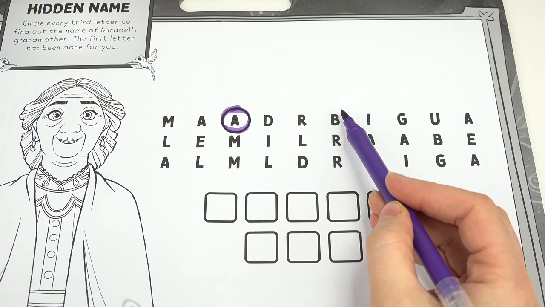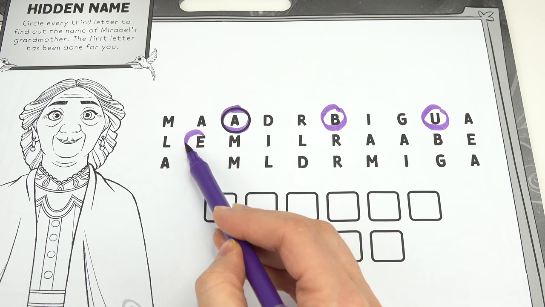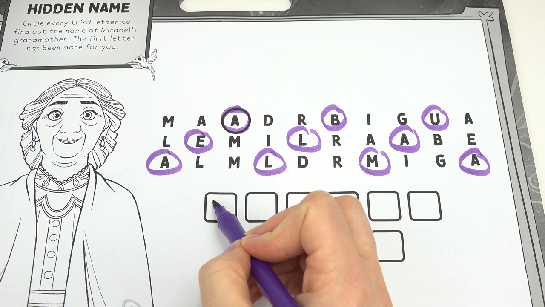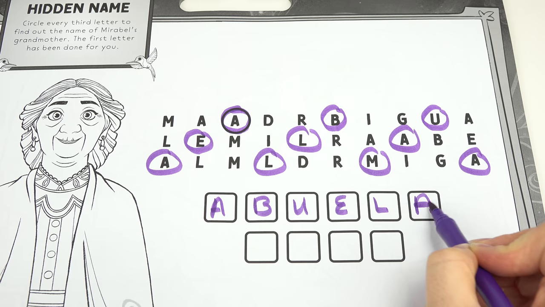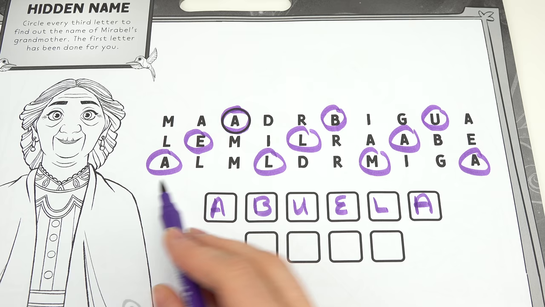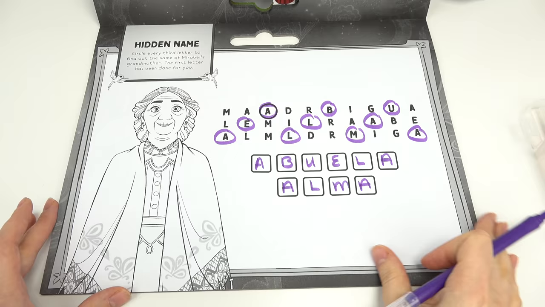One, two, three. One, two, three. One, two, three. One, two, three, one, two, three. Okay, now we're gonna put them in these boxes right here. So we have got A, B, U, E, L, A. Abuela, which means grandmother in Spanish. Then we have A, L, M, A, which spells Alma, Abuela Alma. That's the grandmother. Okay, let's keep going.